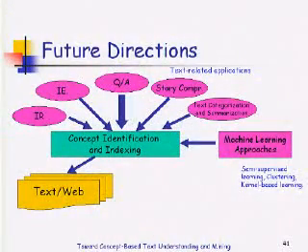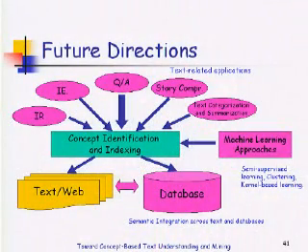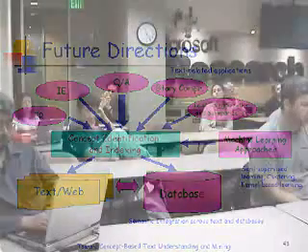Another big direction is applications. If we can do concept identification and indexing, we can apply it to many text-related tasks, like information retrieval, information extraction, and question answering. I want to apply it to these tasks and see how it can help them get better performance. Another direction is to link text information with databases.